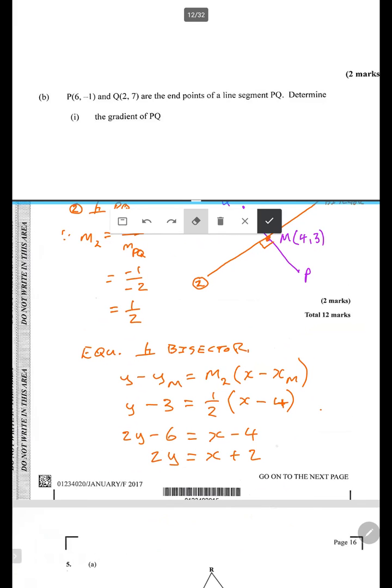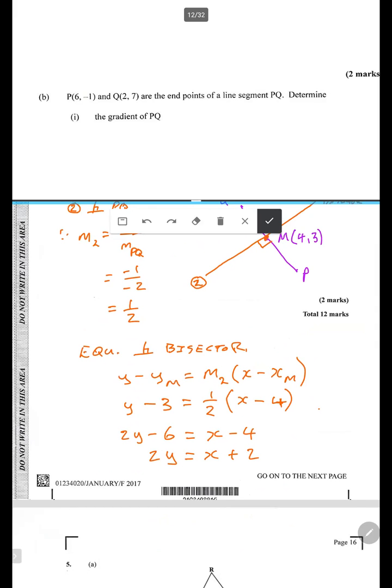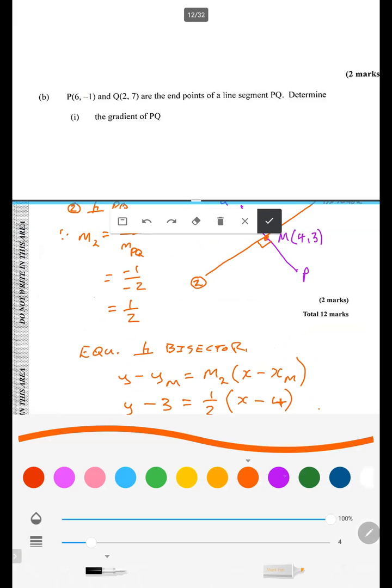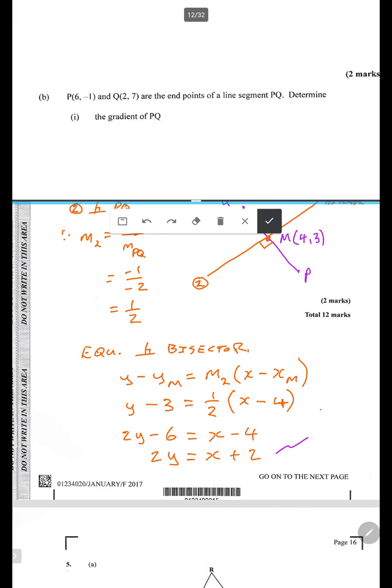If you divide by the 2 to get it in the standard form, it would become the same as y equals half x plus 1. So the gradient is a half and the y-axis intercept is 1. So we could have written it like that as well. All right, that's that. So let's move on to the next question.